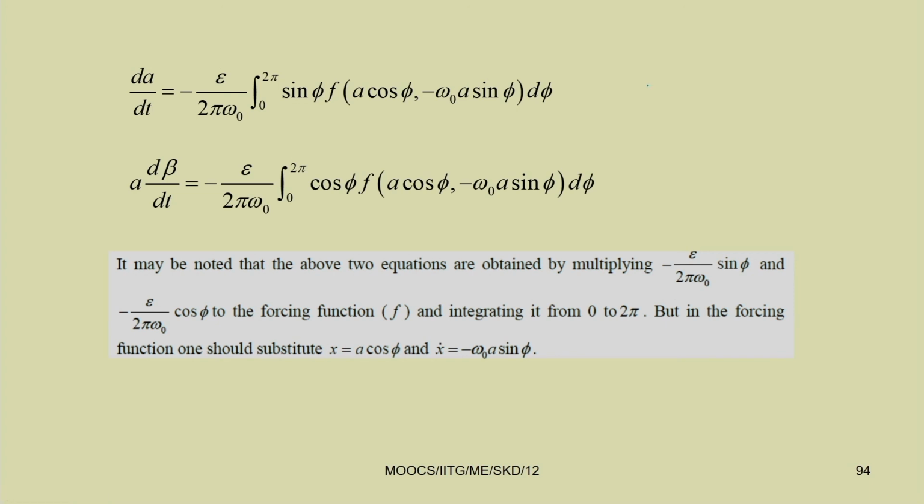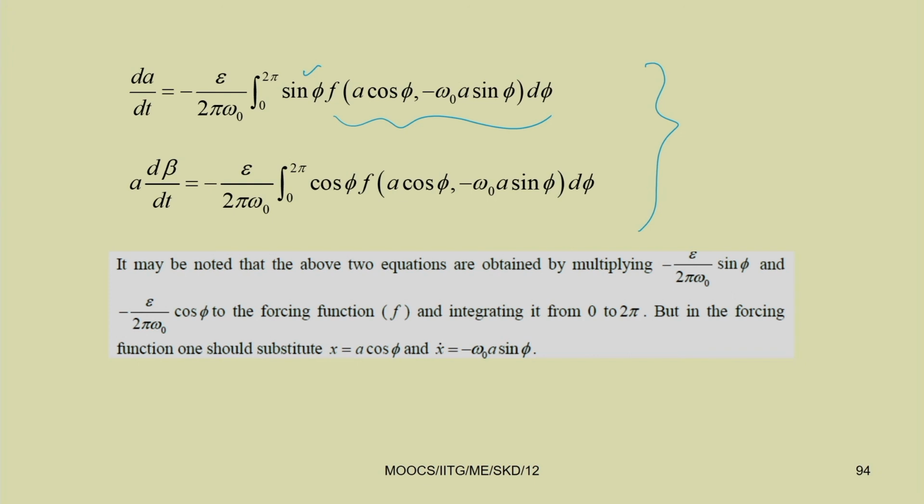So, one can conveniently remember this in this way. On the right hand side we have the function f. We have replaced x by a cos phi and x dot by minus omega 0 a sin phi, multiplied that by sin phi and integrated over a period 0 to 2 pi, and multiplied by epsilon by 2 pi omega 0. So, that will give this dA by dt.